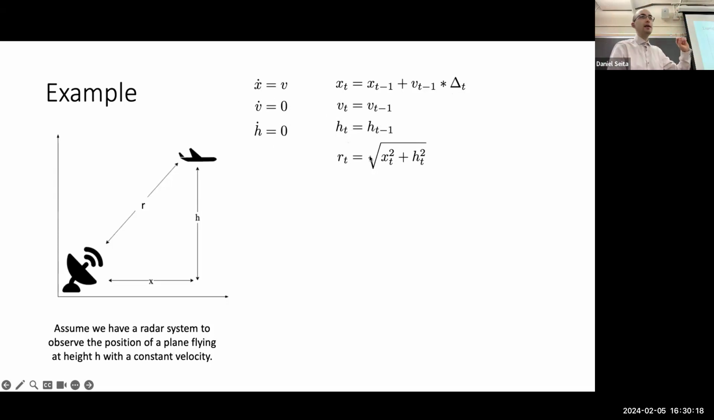And then RT is the distance at time t from the radar to the plane. So if the plane is facing this way and it goes this way, then of course the value of R is going to increase. If you do trigonometry, you derive it as RT equals square root of xt squared plus ht squared.